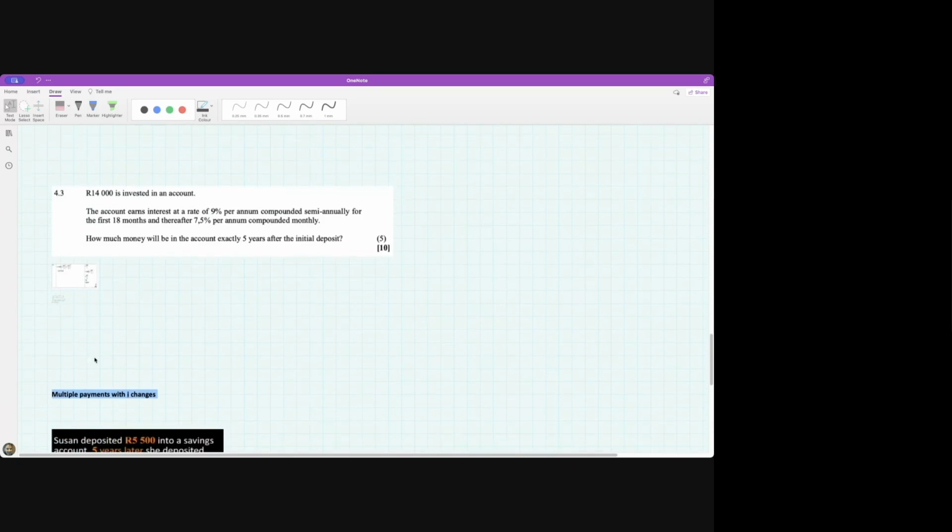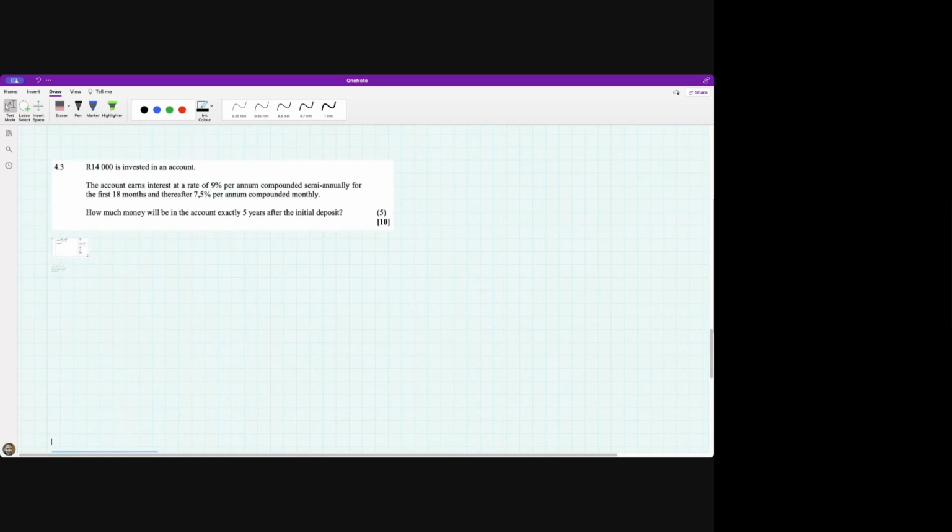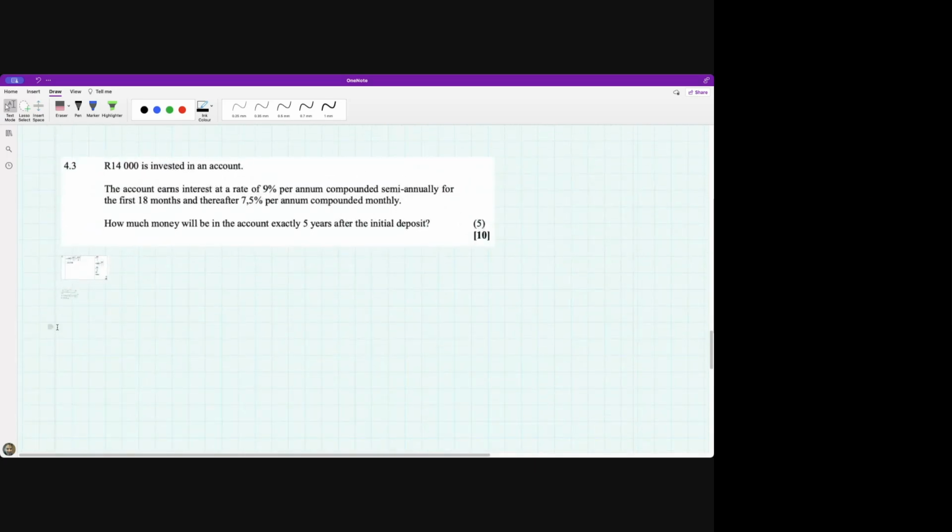Let's get going. So here is your next question. This one you're going to fly more solo by yourself. It says 14,000 is invested in an account. The account earns interest at 9% per annum compounded semi-annually for the first 18 months, and thereafter 7.5% per annum compounded monthly. How much money will there be in the account 5 years after the initial deposit?